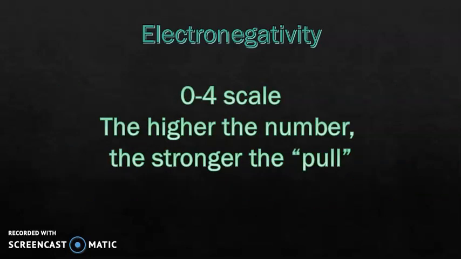Moving forward, electronegativity is actually on a numeric scale. We keep it simple, a 0 to 4 scale, 4 being a very high electronegativity and 0 being a very low electronegativity. So the higher the number, the more that atom is going to want to pull electrons toward itself.